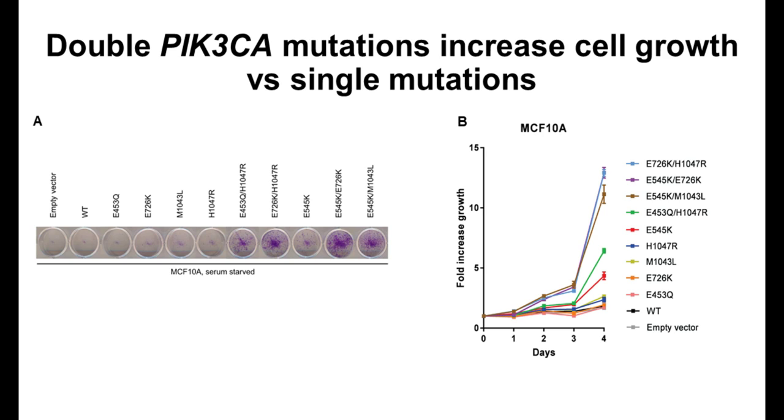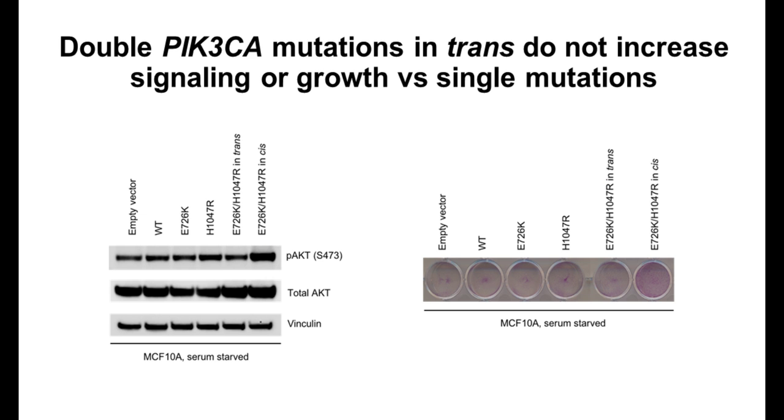We next tested to see if this increase in signaling correlates with an increase in cell growth, and we see that yes, this is true. You can see that the double mutants have increased cell growth in panel A by crystal violet staining, and this is quantified in panel B. And here we're starting to see synergistic effects, where the effects of the double mutant are much greater than the additive effects of each constituent single mutant alone.